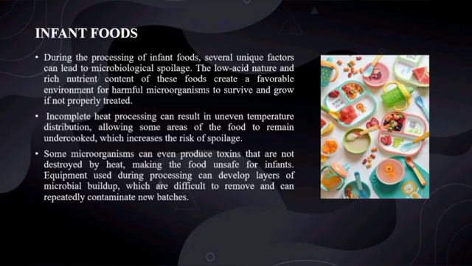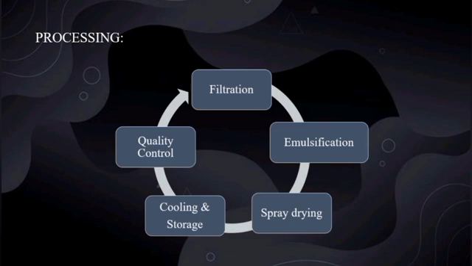Unlike normal food, infant foods are low in acidity and rich in nutrient content, which creates a favorable condition for harmful microbes to grow and cause spoilage in the food. Incomplete heating of the food causes uneven temperature distribution, which allows some areas of the food to remain uncooked, which increases the microbial spoilage. There are some toxin producing microorganisms that cannot be destroyed by heat, which makes the food unsafe for the infants. The processing of infant food involves filtration process, emulsification, spray drying, cooling and storage, and finally the quality control.